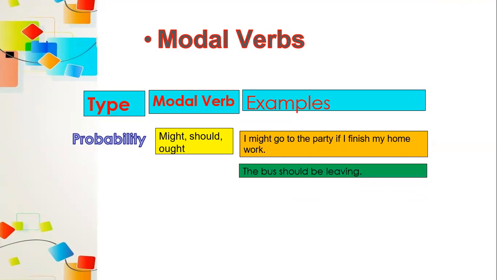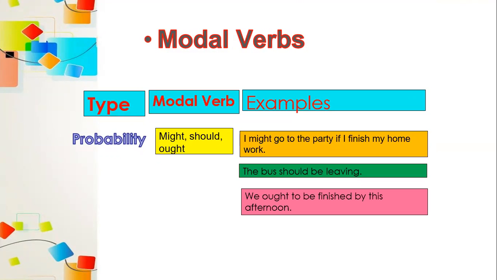The bus should be leaving. According to the schedule, it is time for the bus to leave, but it is not sure. Probability is expressed in this sentence. We ought to be finished by this afternoon. Here again, probability is expressed by using the modal verb ought.